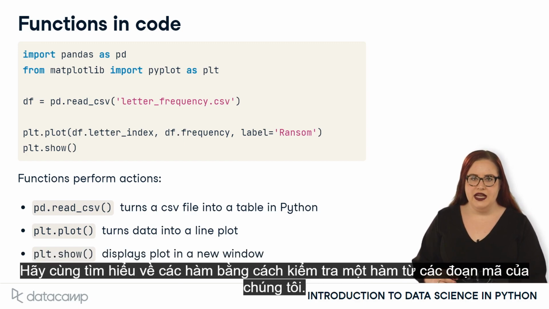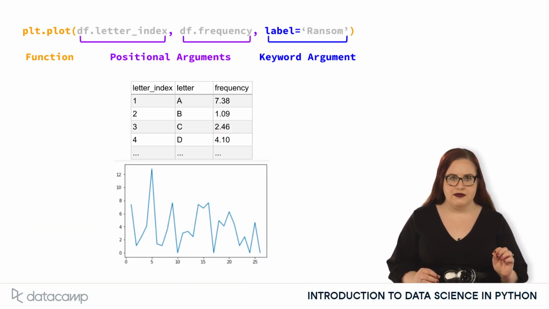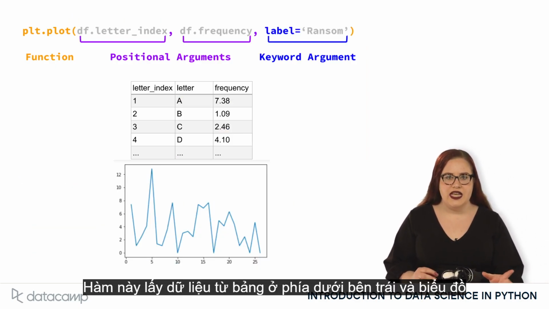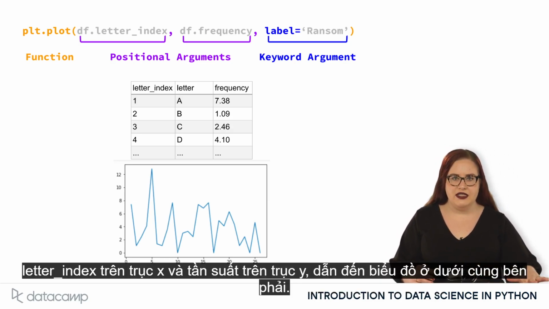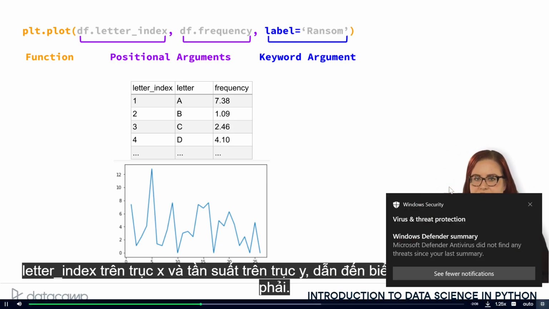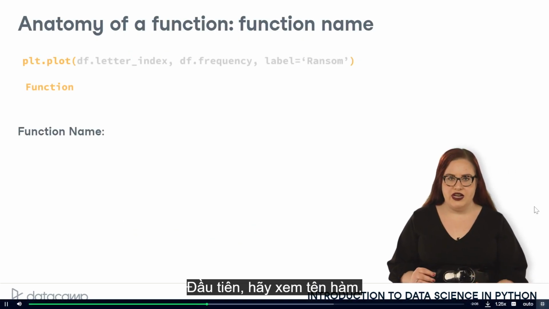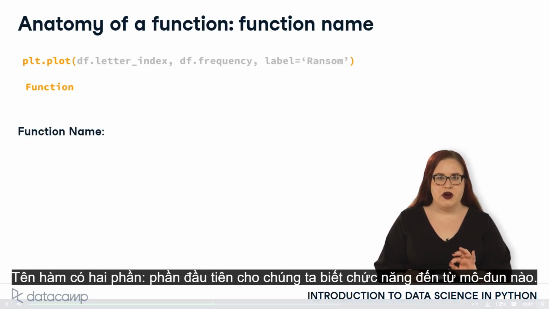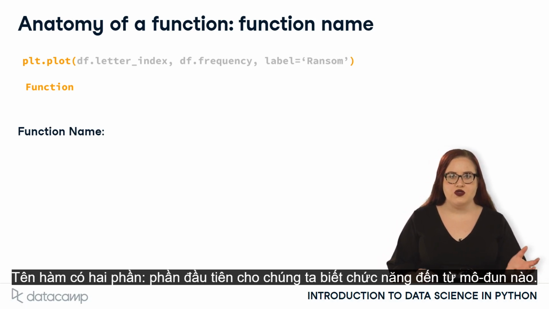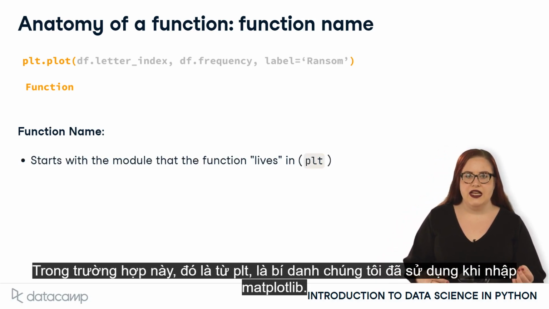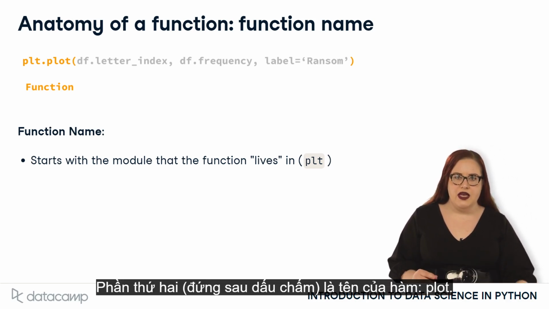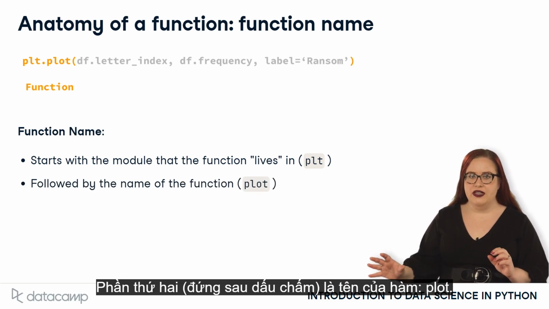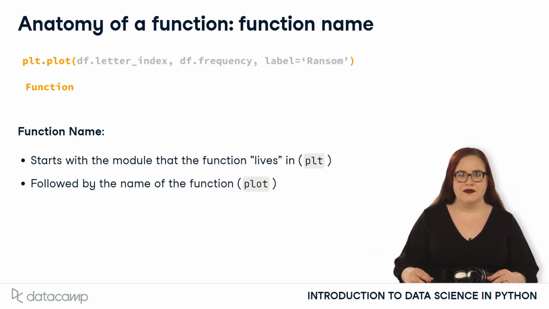Let's learn about functions by examining one of our code snippets. This function takes the data from the table in the bottom left plot and plots letter index on the x-axis and frequency on the y-axis, resulting in the graph on the bottom right. First, let's look at the function name. The function name has two parts. The first part tells us what module the function comes from. In this case, it's from plt, which was the alias we used when we imported matplotlib. The second part, which comes after the period, is the name of the function, plot.